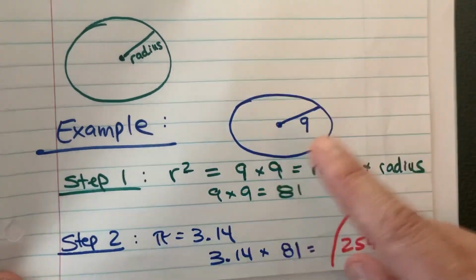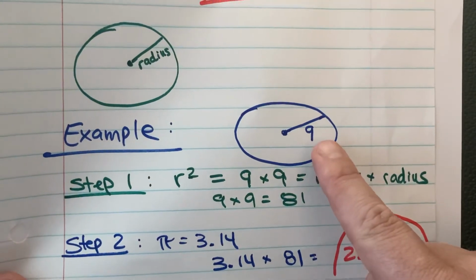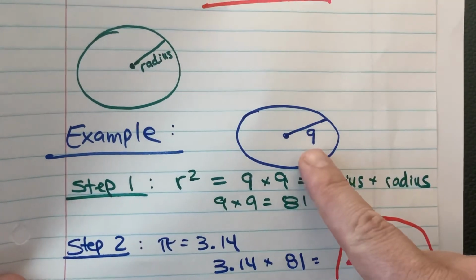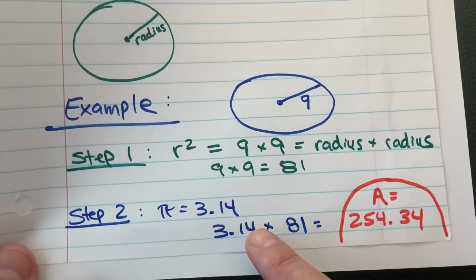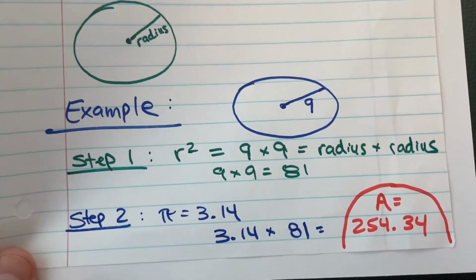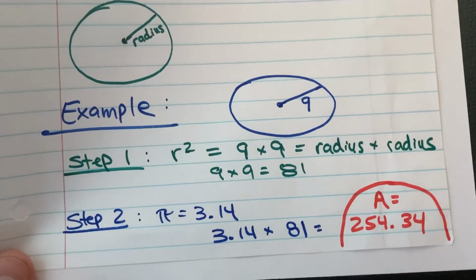Two steps. Step 1 is multiply the radius times the radius. If it's 4, 4 times 4. If it's 9, 9 times 9. After you get your answer, the last step is to multiply it by pi, 3.14, and that's your area.